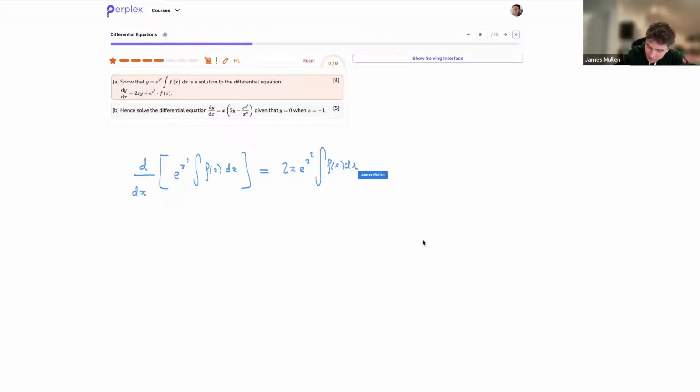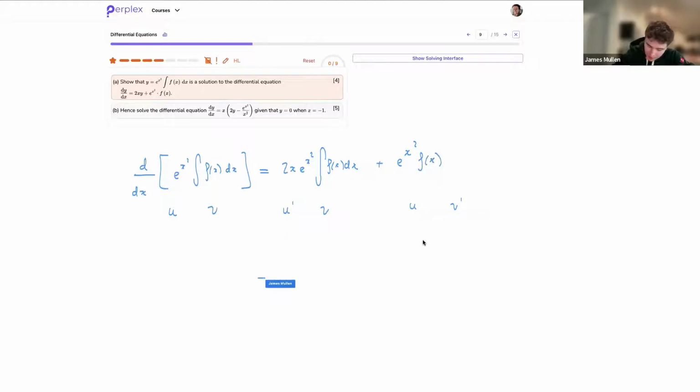This is the first left-hand side of the product law. I'm letting this equal u, this equal v. This is u prime v, and now I'm going to add u v prime, which is e to the x squared. And then the derivative of the integral part is just going to be f of x. That's the good news. So f of x, okay?